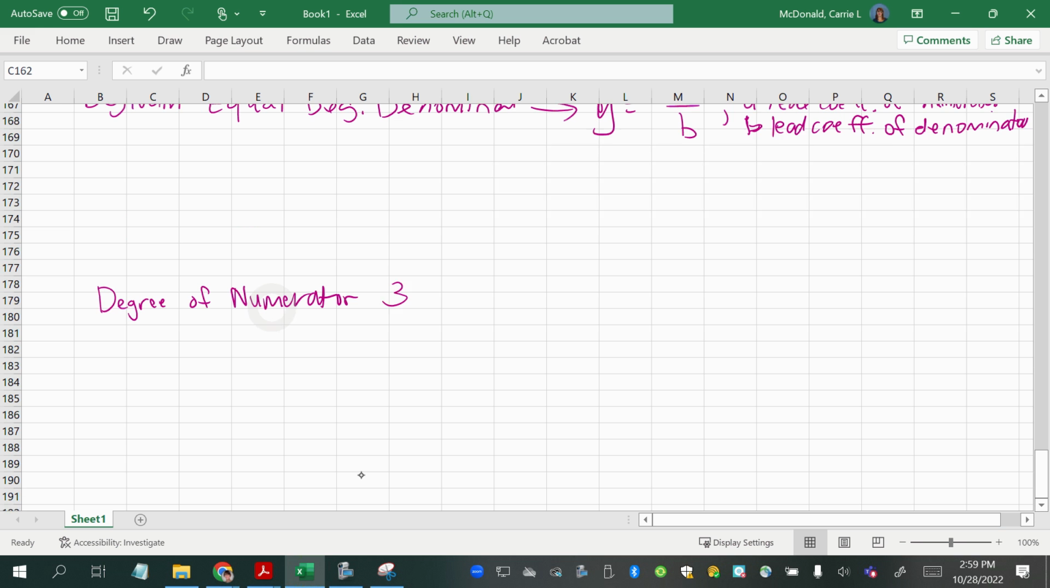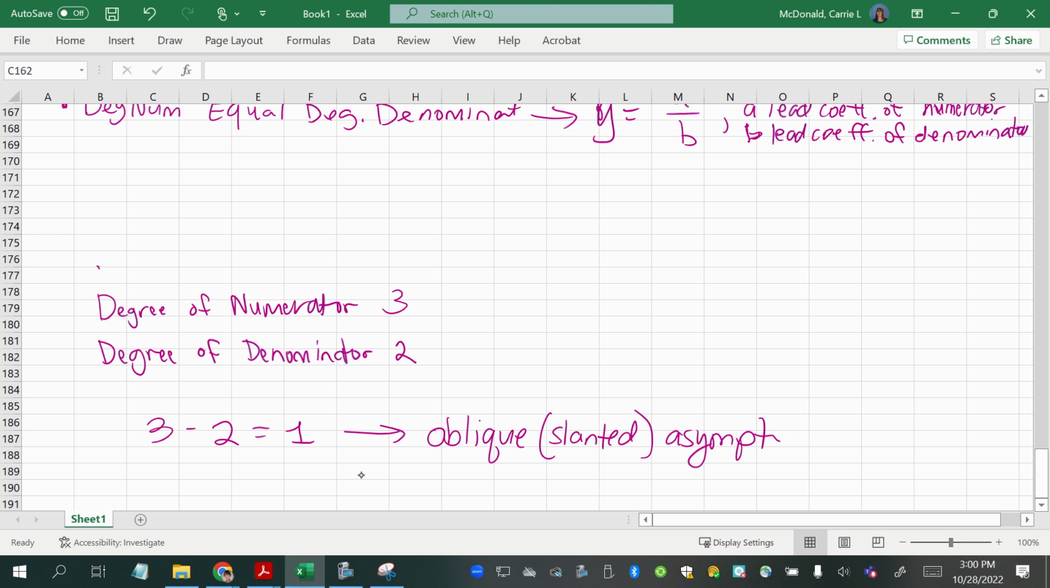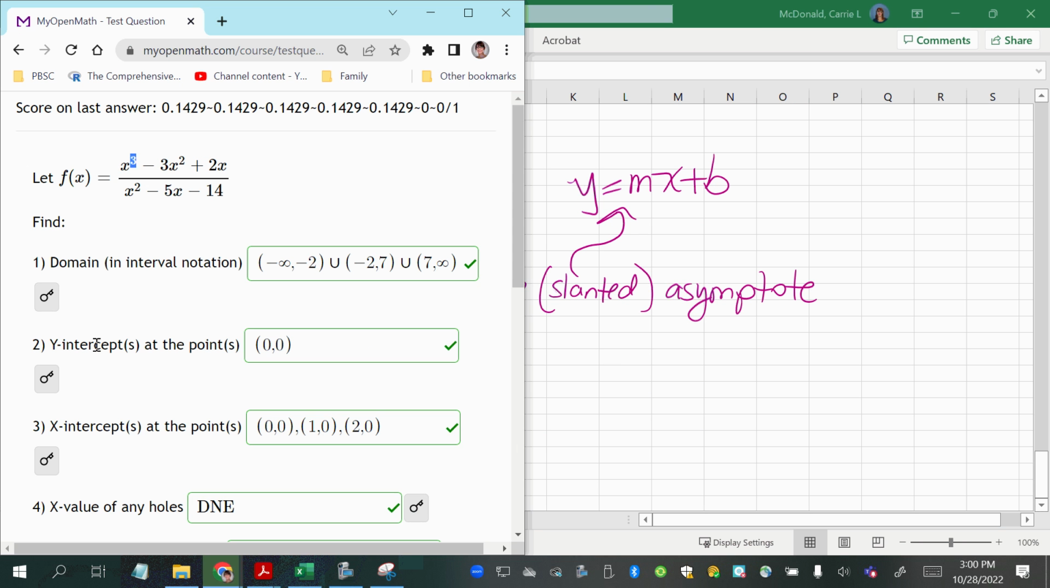The degree of my numerator here is 3, and the degree of my denominator is 2. And since 3 minus 2 equals 1, there's an oblique or slanted asymptote. Now we know that slanted lines follow y equals mx plus b, so our asymptote is going to be in that form, but what we have to do is some division. We have to take this function and treat it like a division problem, and then whatever result we get, we ignore the remainder.